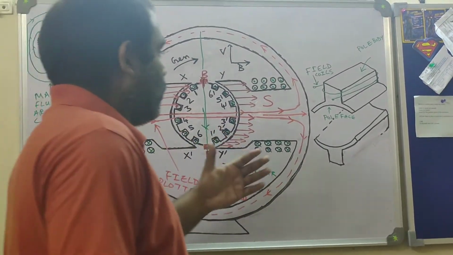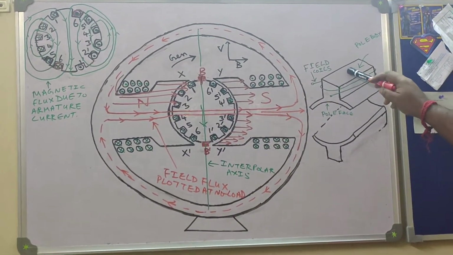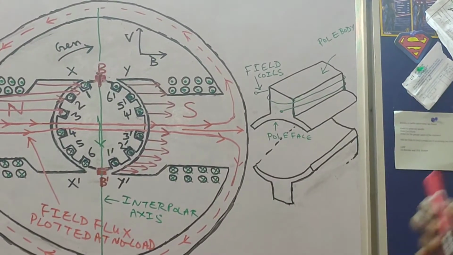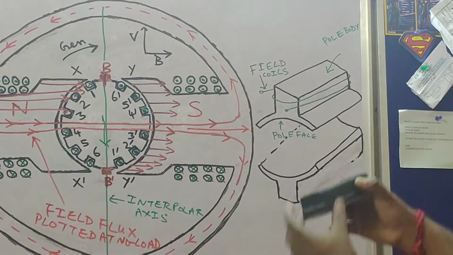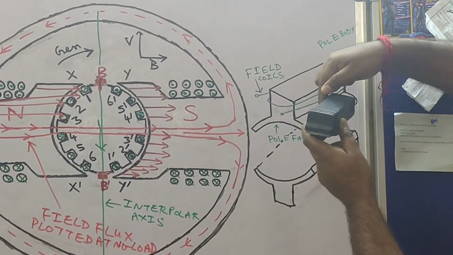Now, what else I would like to tell is that you just look here. This is my field pole and these are the field coils. So you see how many turns have been provided here. Let's say this is my field pole. So I am taking the winding from this point.